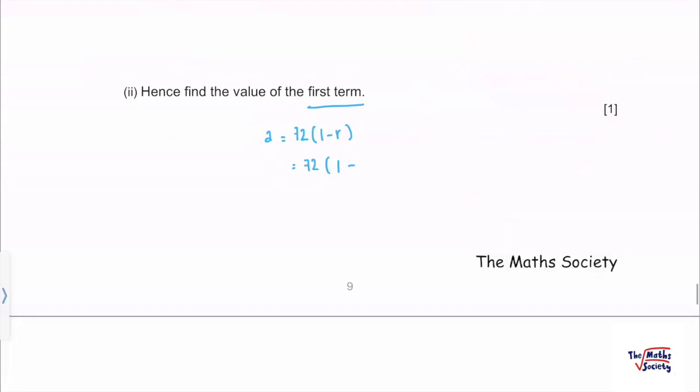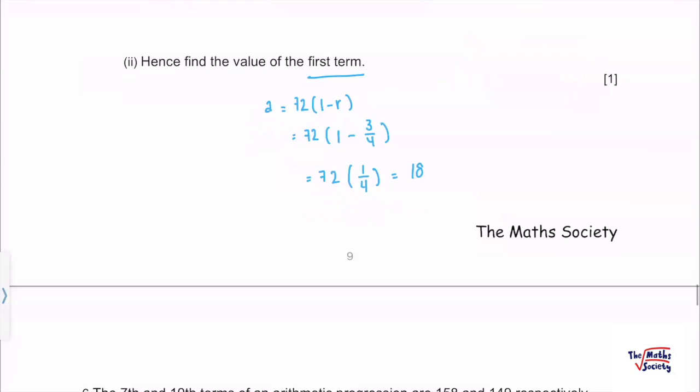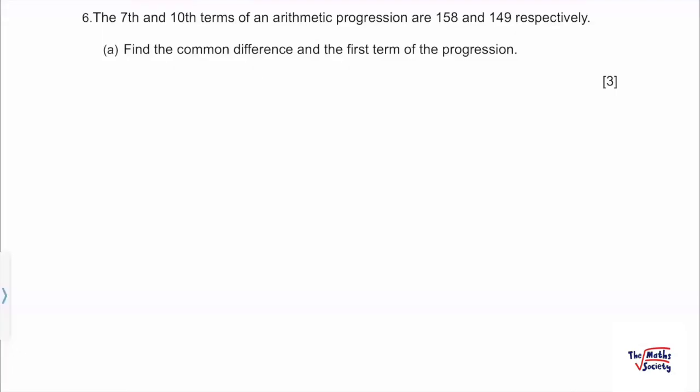What was r? R was 3 by 4. So that's 72, 1 by 4. That's going to be 4 and 4, 8. And you get your 18, which is your very first value. Okay, so now moving on to the sixth question.